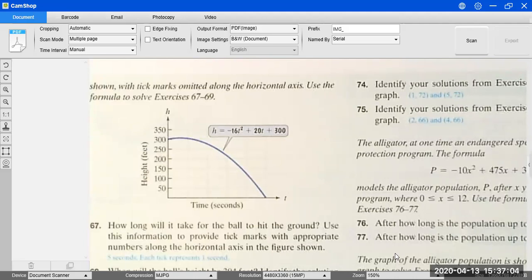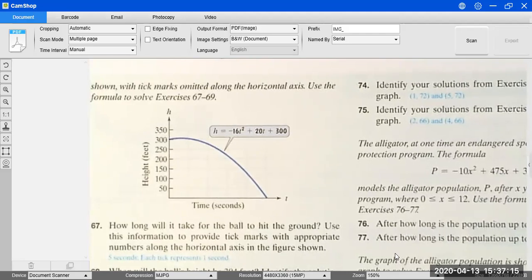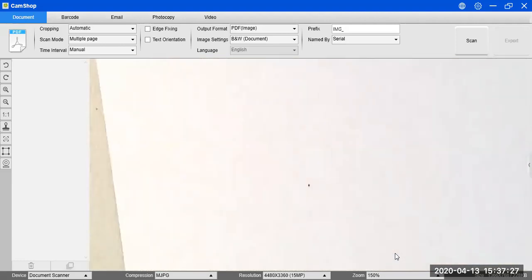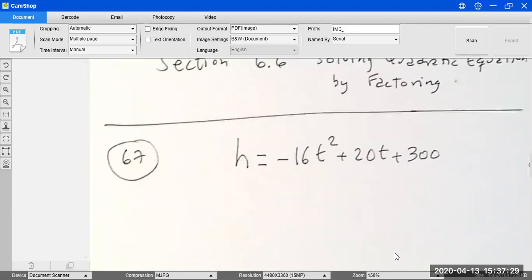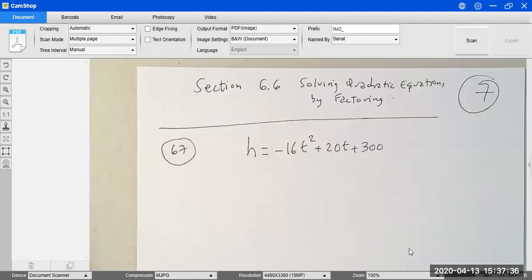We use this information to provide tick marks with appropriate numbers along the horizontal axis in the figure shown. We're only answering the question, so we're going to work the first part. How long? We need the time when the ball is going to hit the ground. So we have the equation that models the trajectory of the ball.